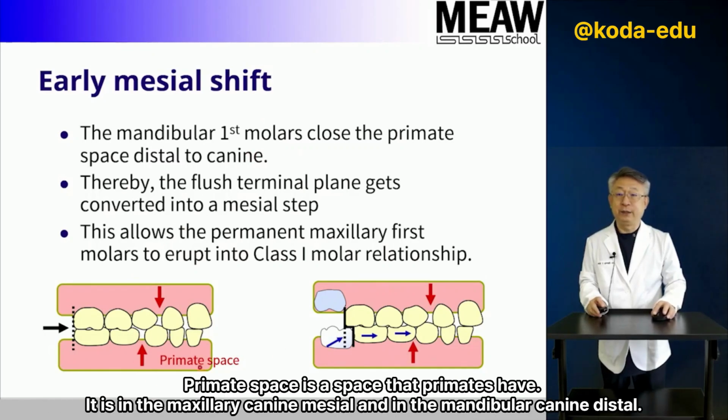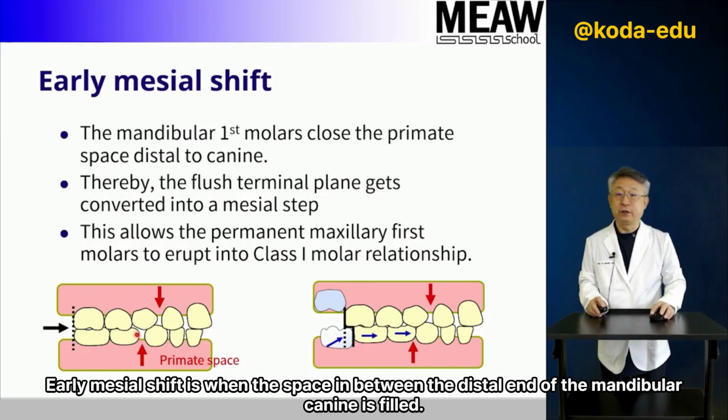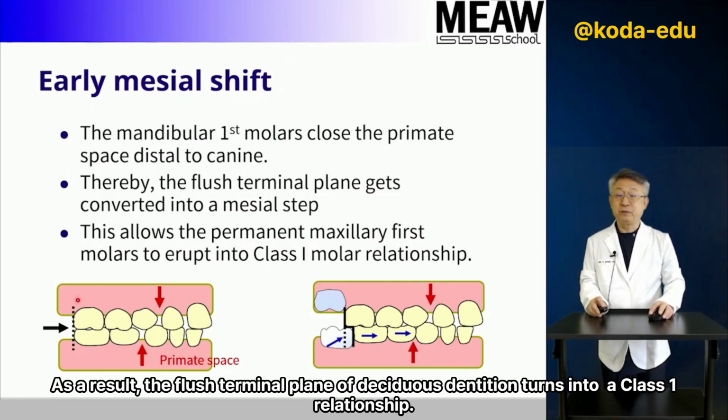Primate space is a space that primates have. It is mesial to the maxillary canine and distal to the mandibular canine. Early mesial shift is when the space distal to the mandibular canine is filled. As a result, the flush terminal plane of deciduous dentition turns into a class 1 relationship.